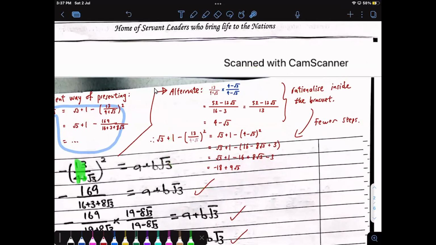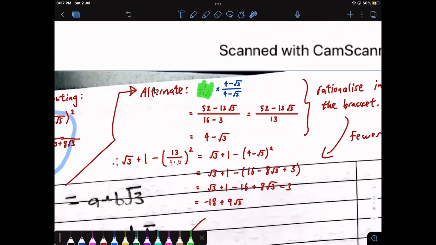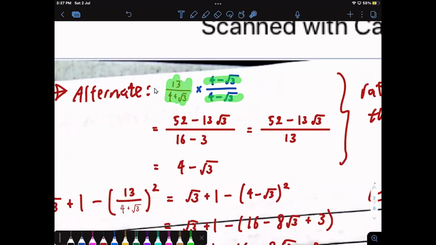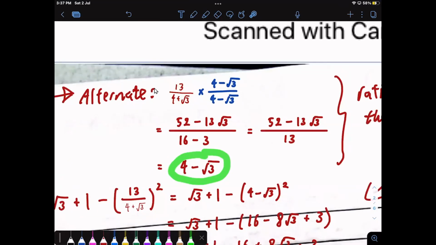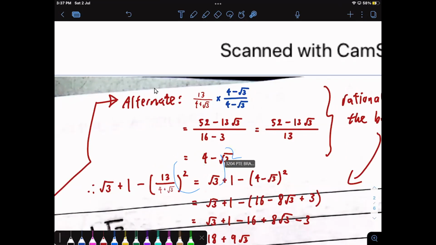What I did is I took 13 over 4 plus root 3. I rationalized the denominator, multiplying by the conjugate of the denominator top and bottom, so I simplified it into 4 minus square root 3. Only after that, square this. Yes, exactly. See, it's so much simpler. The numbers are so much smaller.